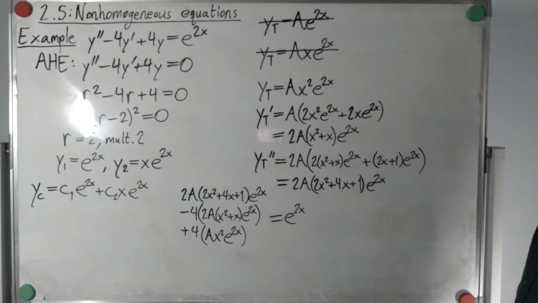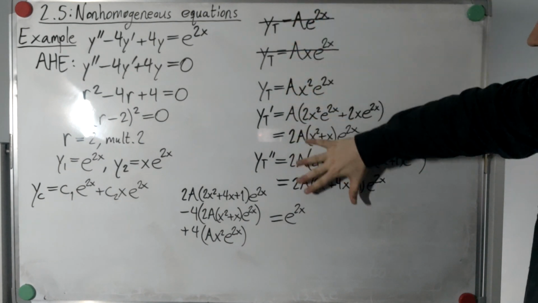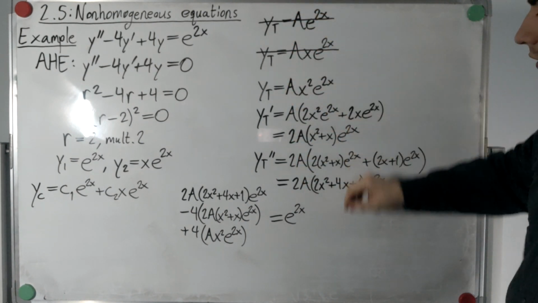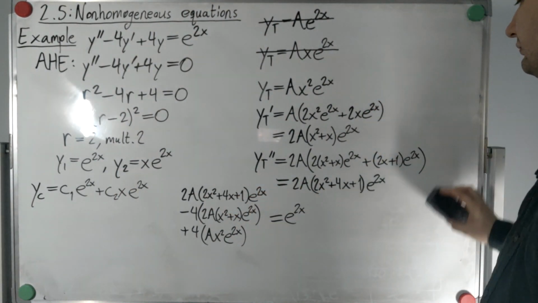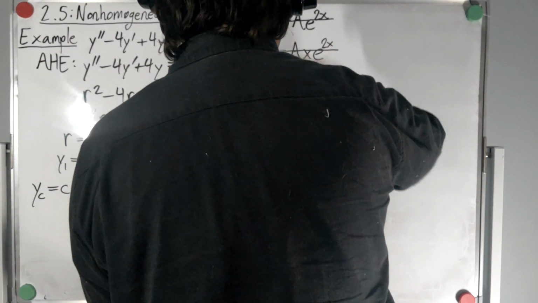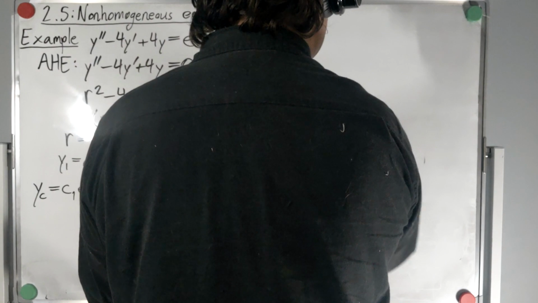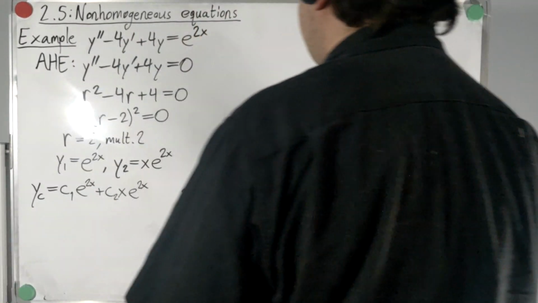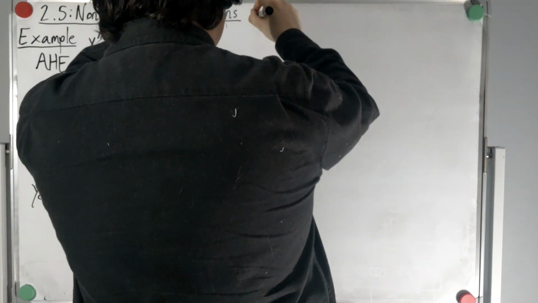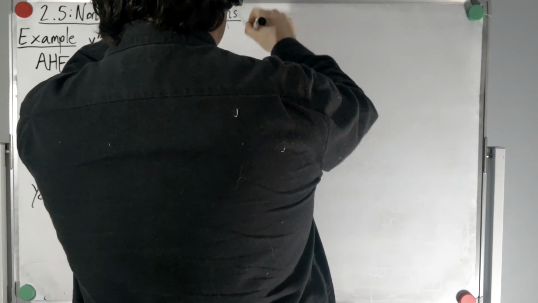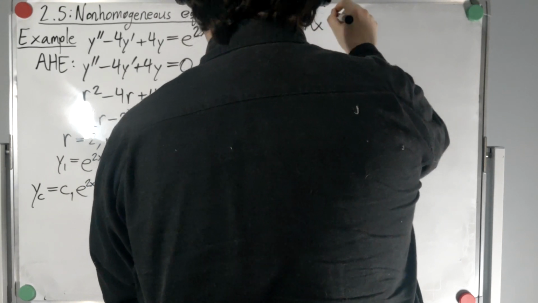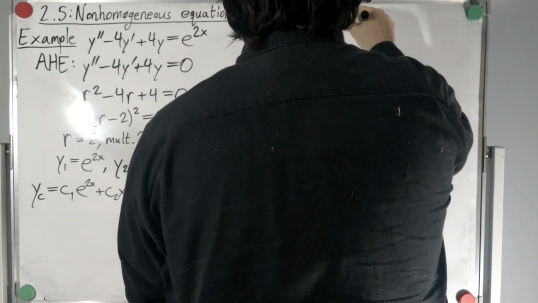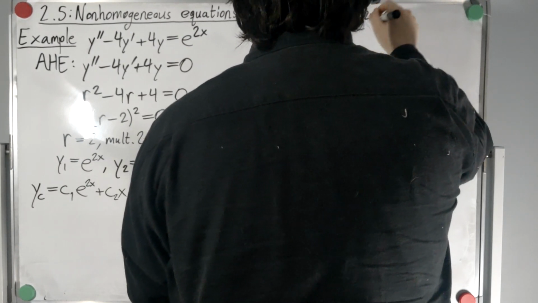Okay, so there's quite a lot of like terms to combine. I'm going to erase this part because as of right now, this is all we'll need. So first of all, we can distribute some stuff. We can say 4ax squared plus 8ax plus 2a multiplied by e to the 2x.